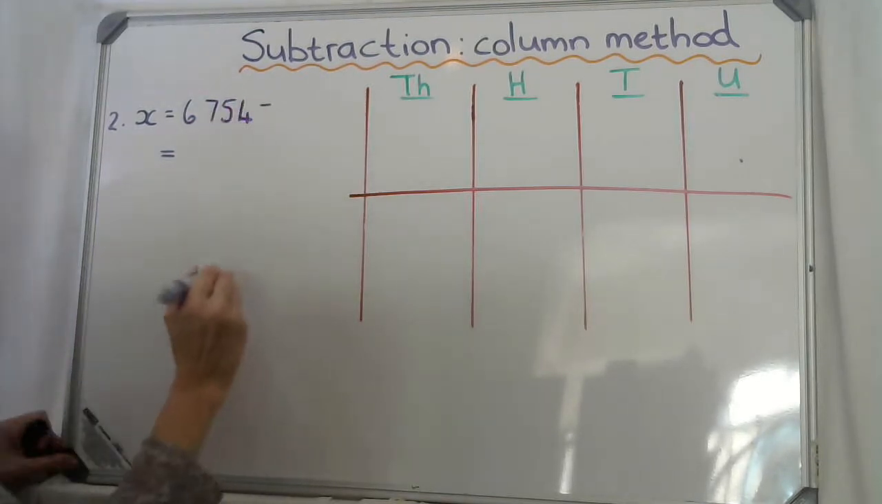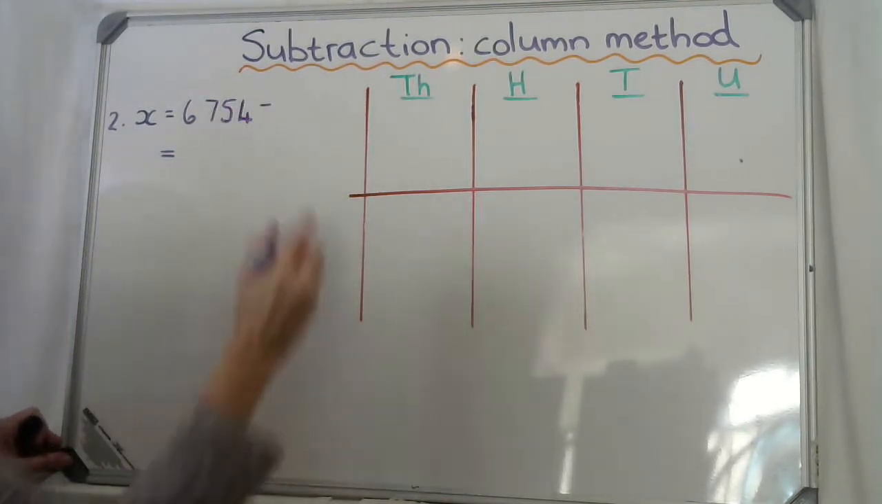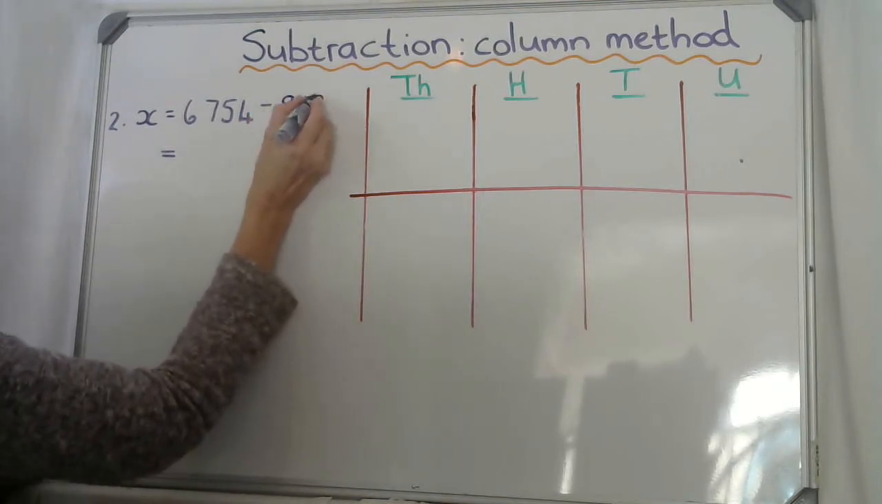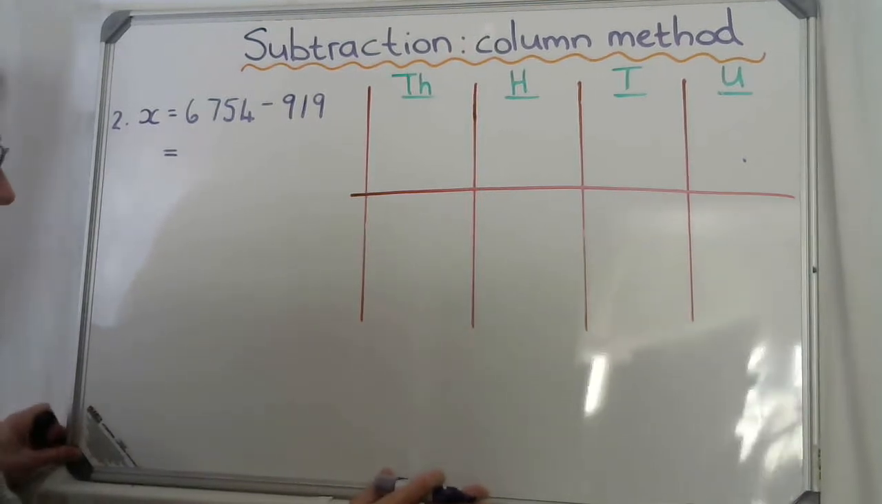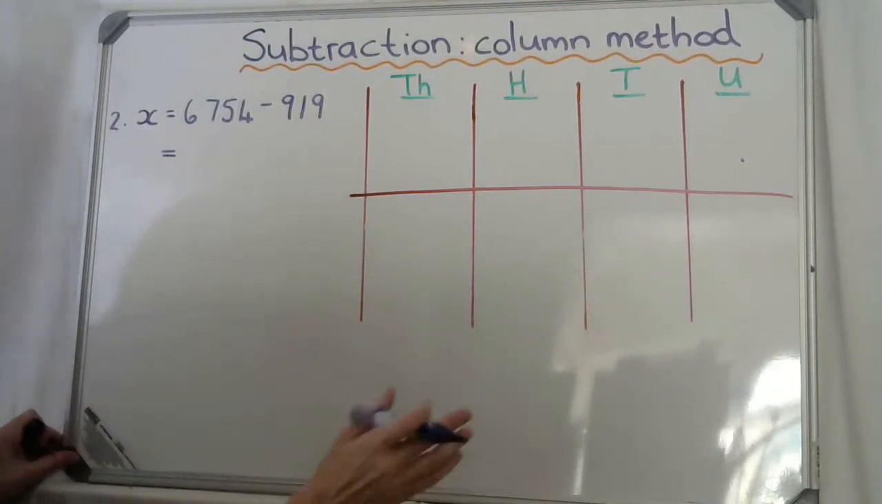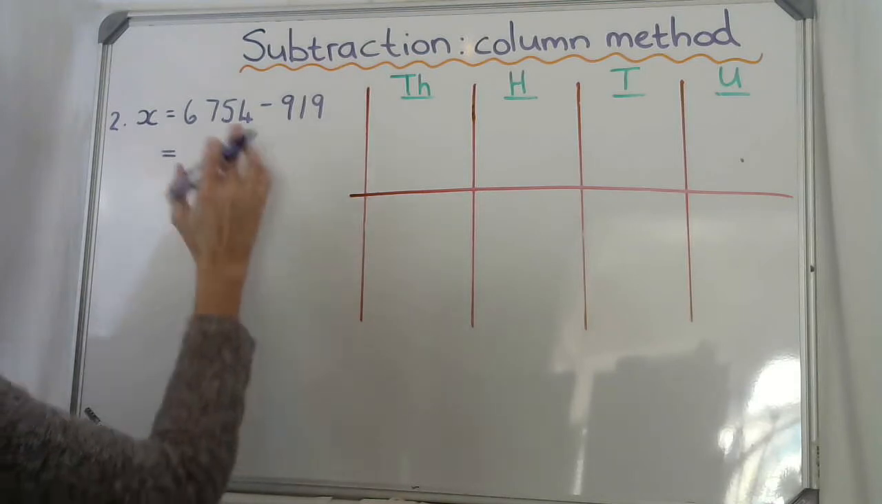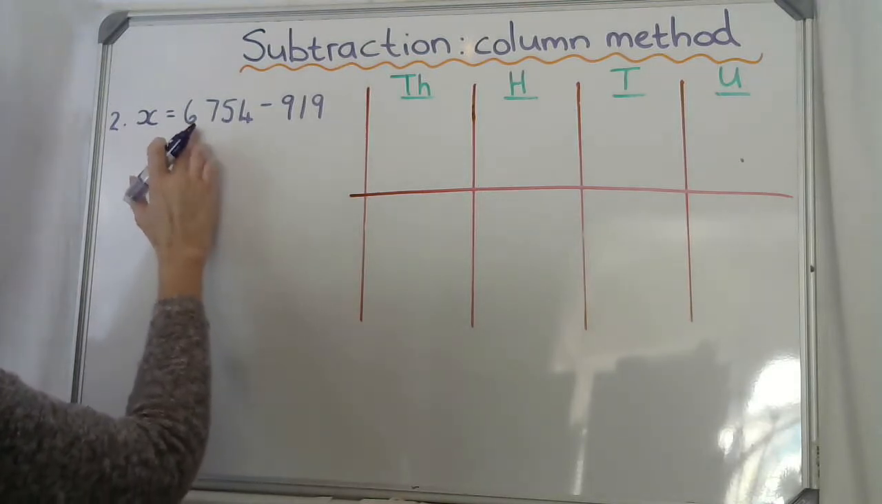6,754. And let's say minus 919. There we go. So we follow the same steps. Just straighten this. Follow the same steps. We break up the first number into its parts, into its values.